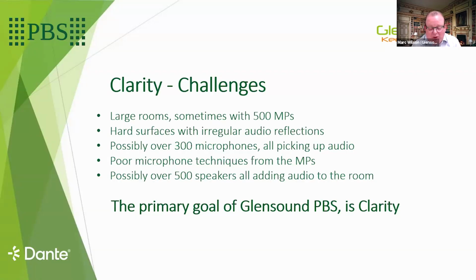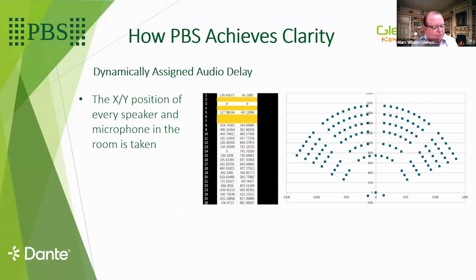And within any room, there could be 500 separate speakers, all different sound sources, all adding audio and reverberations within the room. It's a very, very daunting environment in which to make sure everyone in the room, 500 MPs in a room, can all hear clearly themselves, and all of the audio being distributed to broadcast is also clear. So these are the problems that we are trying to solve with our PBS system.